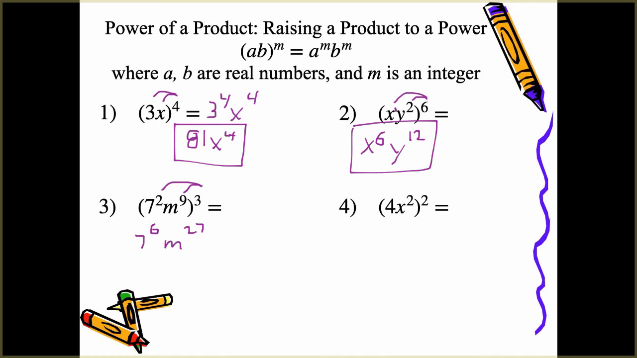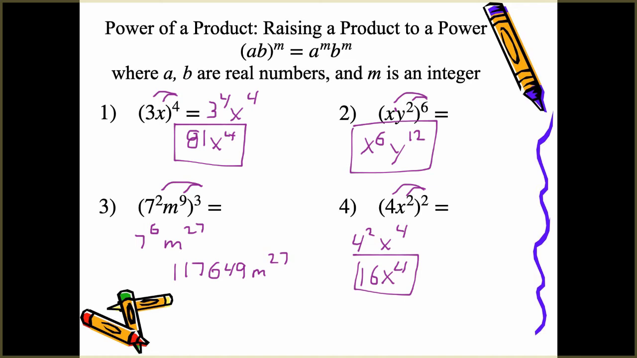And if you plug this 7 to the 6th in your calculator, you get 117,649 m to the 27th. Number 4, we have 4x squared, all raised to the 2nd power. We're going to bring the 2 in. So we get 4 squared, x, and we have 2 times 2, which is 4. And then when you simplify 4 squared, we get 16x to the 4th. And that is my answer, my simplified version.